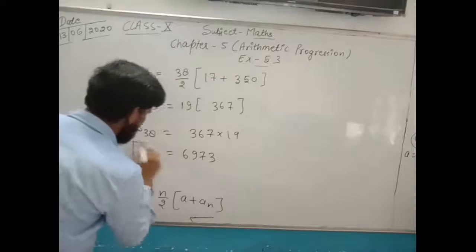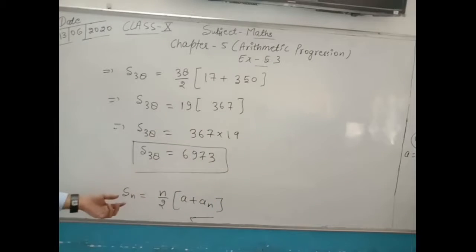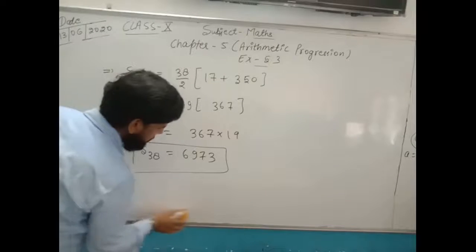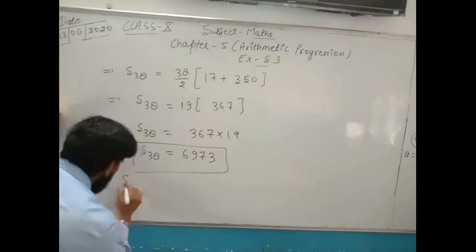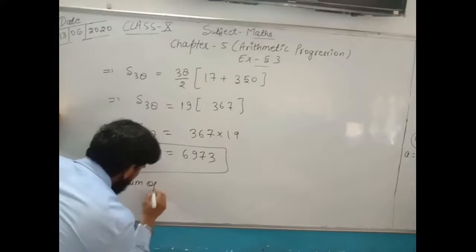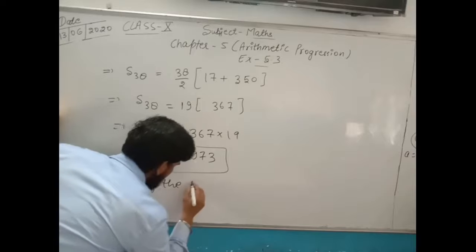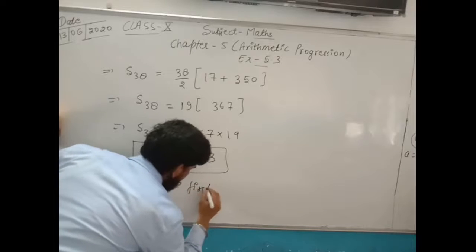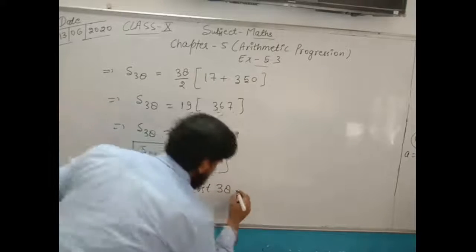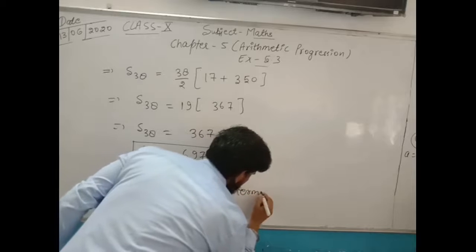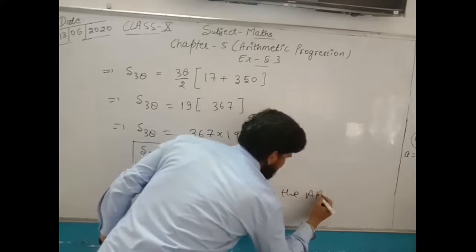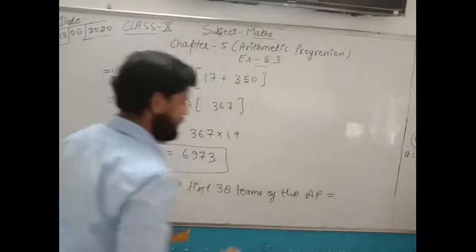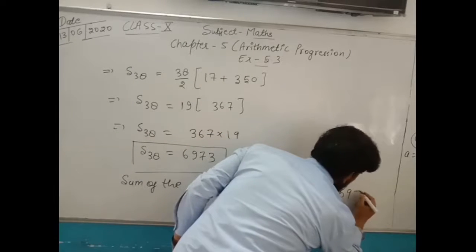Okay, so the sum of the first 38 terms of the given AP is equal to 6973. So the sum of the first 38 terms of the AP is equal to 6973.